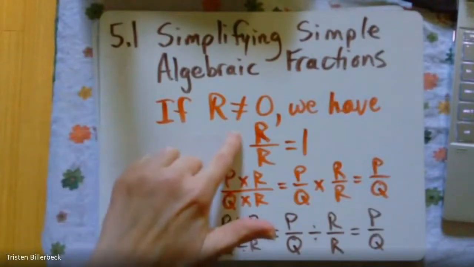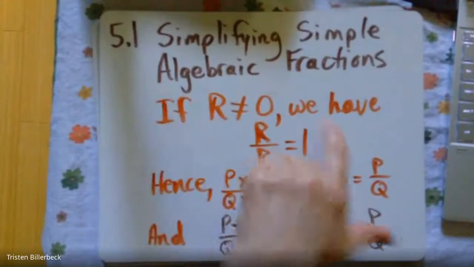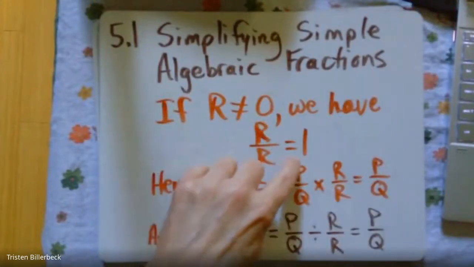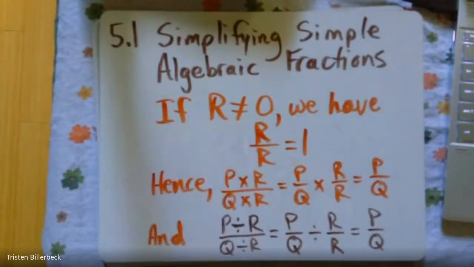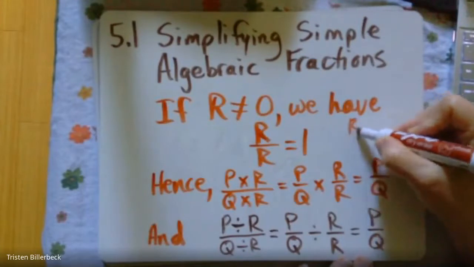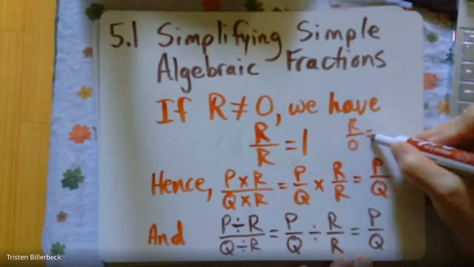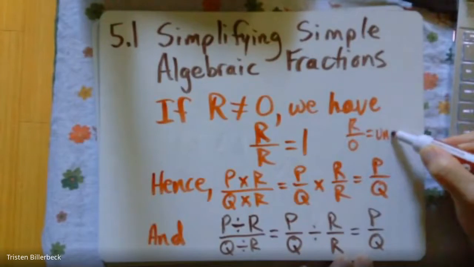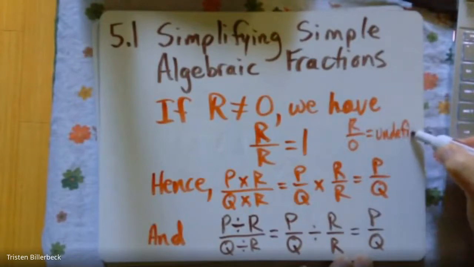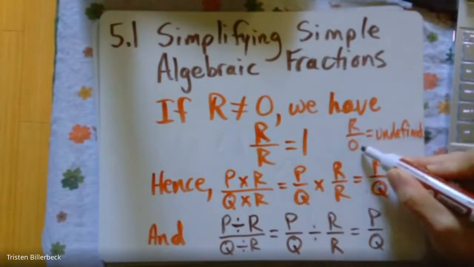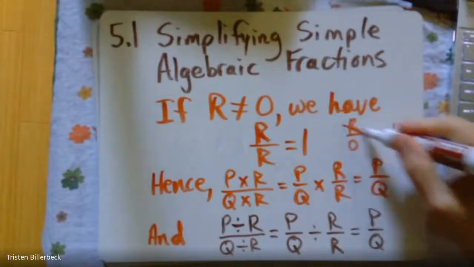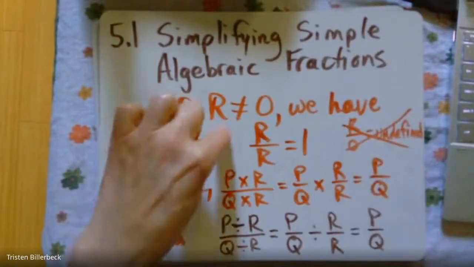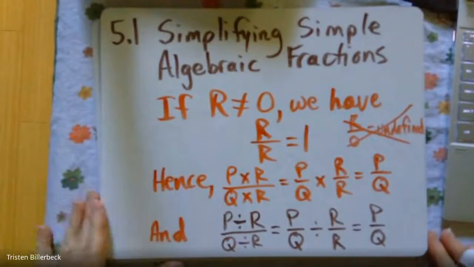We're going to talk about section 5.1, simplifying simple algebraic fractions. If r does not equal 0, we have r over r equals 1. The reason why r can't equal 0 is that we can't have r over 0, because that is undefined. We can't have a 0 in the denominator, so we have to state this condition.